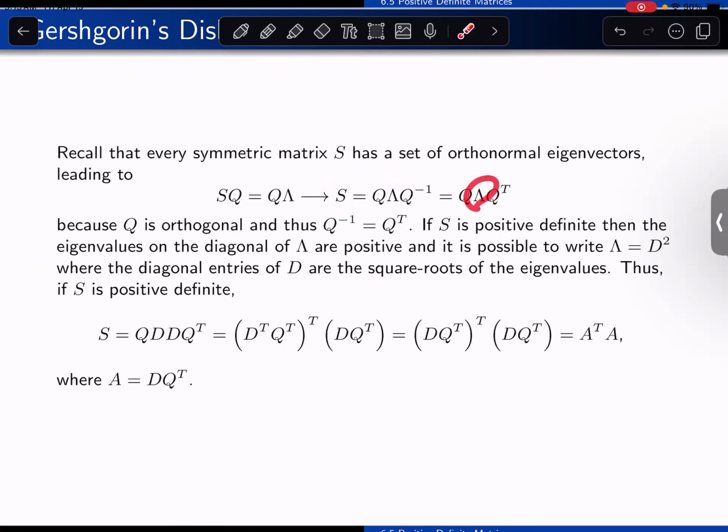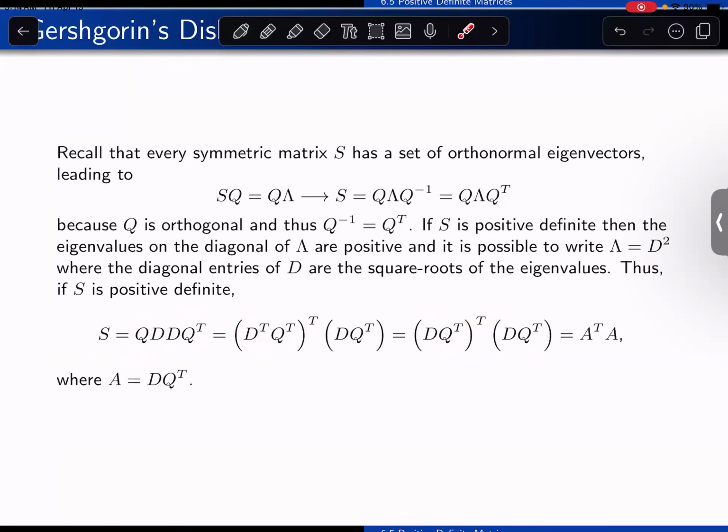So if we rewrite lambda as D squared, it tells us that S is equal to Q times D times D times Q transpose. And so you can write this in a clever way. Instead of writing Q times D, you can rewrite this as (D transpose times Q transpose) transposed. D is a symmetric matrix, it's just a diagonal matrix, so D transpose ends up just being equal to D. And so you end up getting the same matrix multiplied by itself, except this first matrix has a transpose.